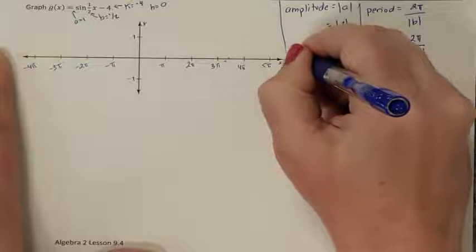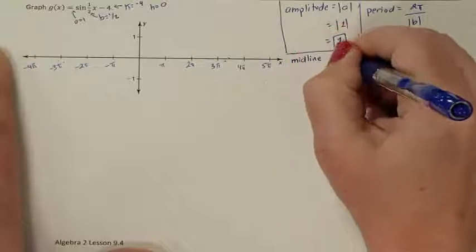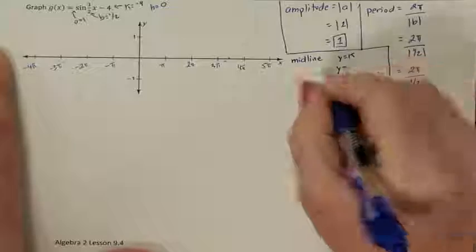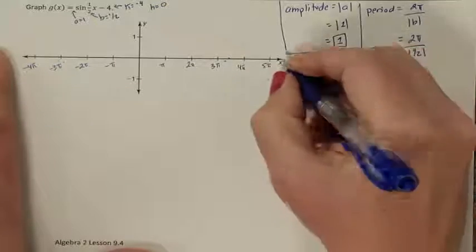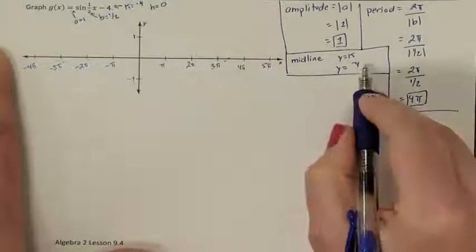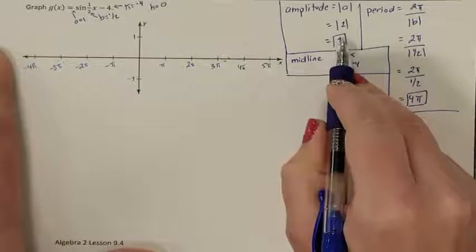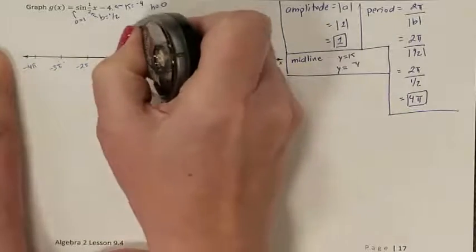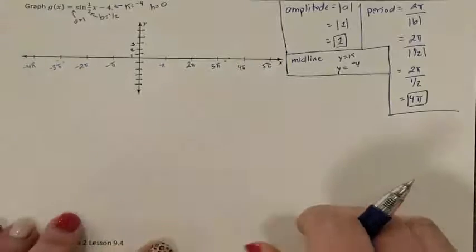Now let's go ahead and figure out where this is going to be centered, which is our midline, which is the equation y equals k. My k value is a negative 4. So that tells me that my y-axis needs to go down to negative 4, but I need to make sure that I can still go one down further. So I need to make sure I'm at least down to negative 5. So there's my x-axis and my y-axis.